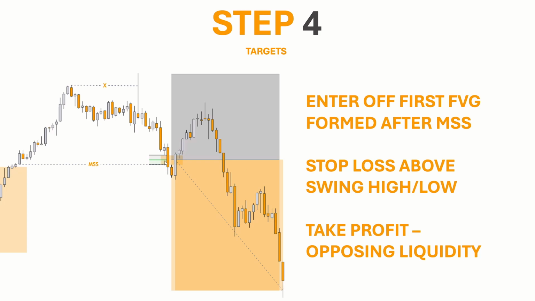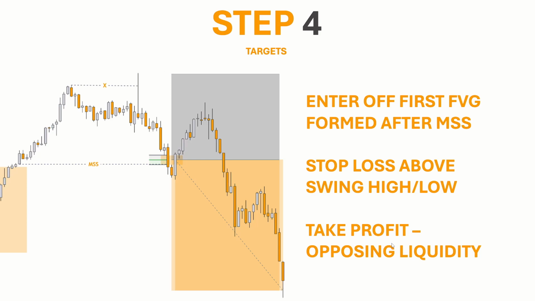We want to enter off the 50% mark of the fair value gap. I do this as in most scenarios, market will always come to the 50% mark. So once we've entered off our fair value gap, stop loss above your swing high or low. In my example, it was above this liquidity sweep. It might be a bit high for you guys, but it's all up to your own risk management strategy.